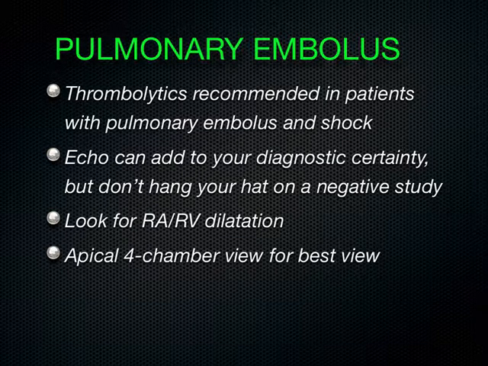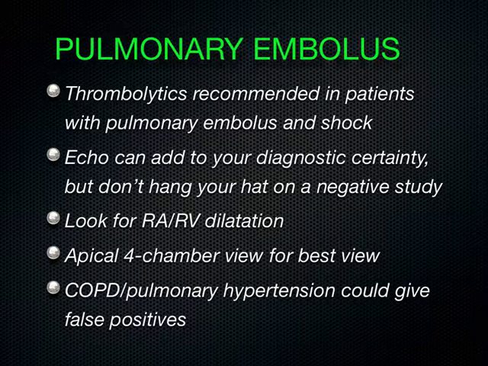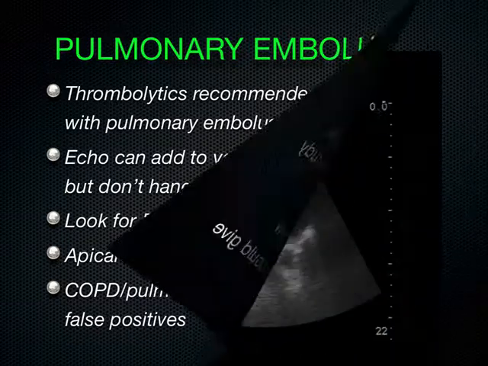This is a patient who's going to have a massive PE, who's got a very large RA-RV that's approaching or even bigger than the LA-LV. Okay? The apical four chamber is really a great view. I like parasternal long also, thinking in mind that COPD, pulmonary hypertension, that could give you some false positives. This is what it looks like.